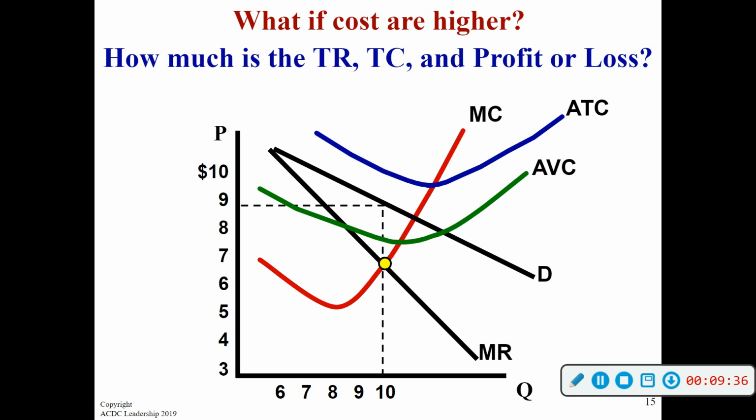So now, the price the firm is going to charge is $9. We know they're going to produce 10 units. They're going to charge $9. They're going to bring in $90 of revenue. But their cost is at $10. So they've got $100 of cost. They're only bringing in $90 of revenue. So they're losing $10.